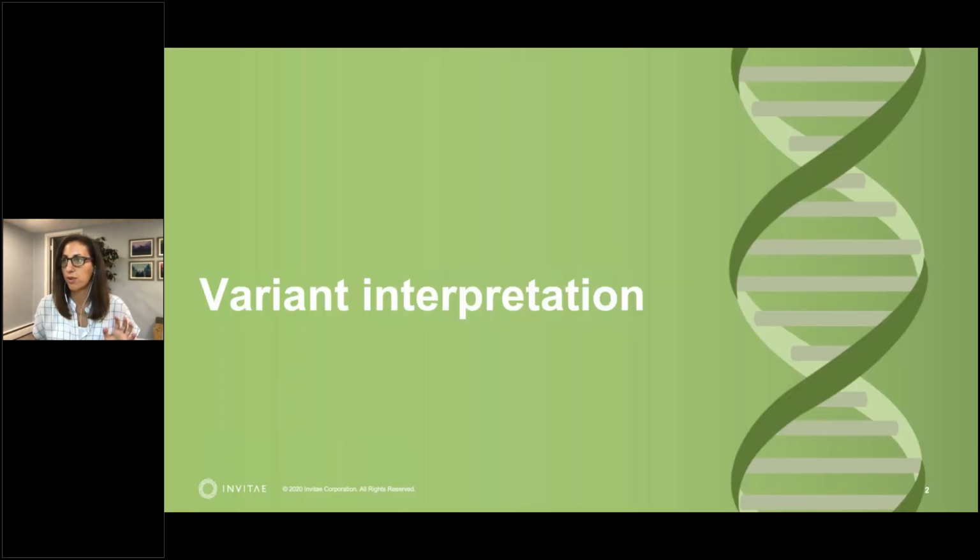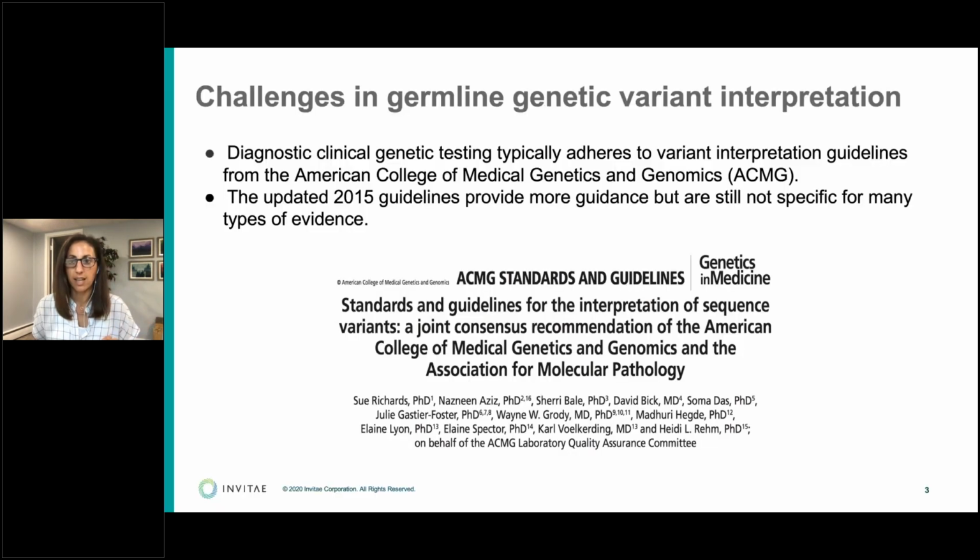First, I'm just briefly going to talk about variant interpretation and how this happens at a clinical diagnostic laboratory. In general, diagnostic laboratories use the guidelines from ACMG for variant interpretation. These guidelines came out in 2015, and mainly they were an attempt to standardize the terminology that was being used in the industry, but also to provide some recommendations on how to do variant interpretation for different diseases.